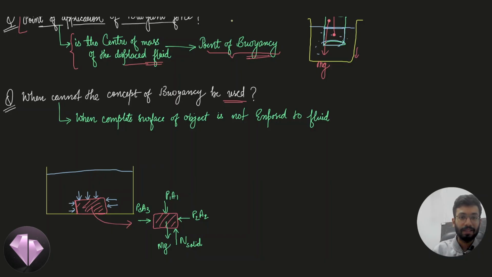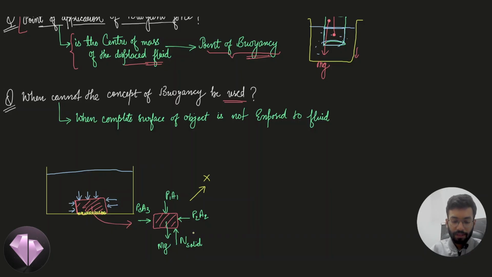So in this case, since all the surfaces of the solid are not in contact with the fluid, ये वाला जो नीचे का surface है solid का, that is in contact with the container, that is not in contact with the fluid. So you cannot apply buoyant force in this situation. इस situation में buoyant force नहीं लग सकता है. Why? Because obviously this N solid is also gonna come into the picture, right? And we do not know the magnitude of this.